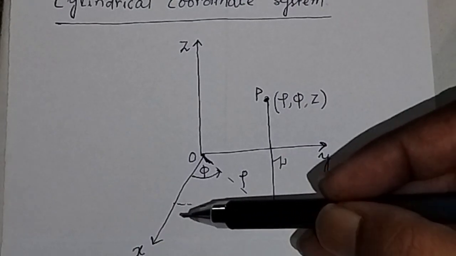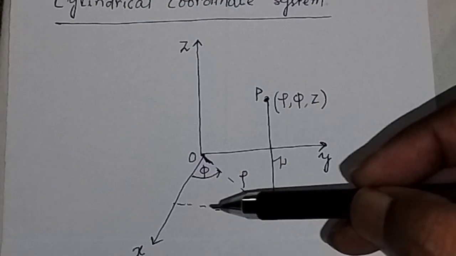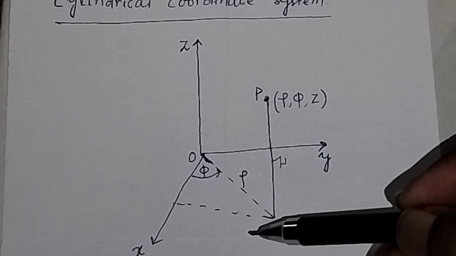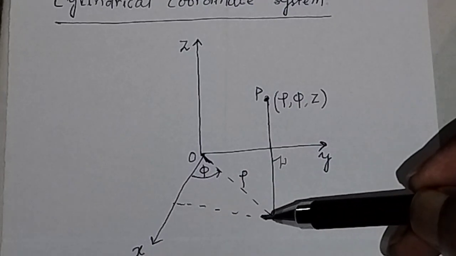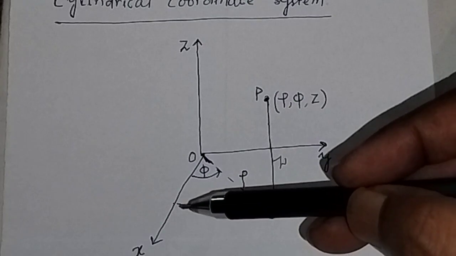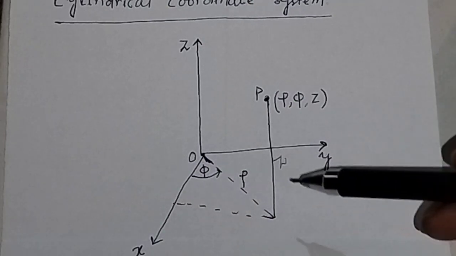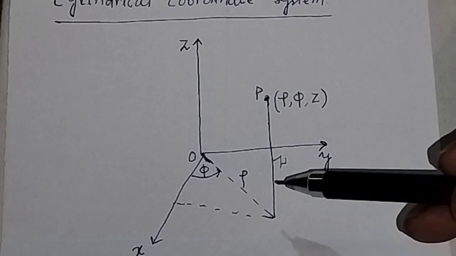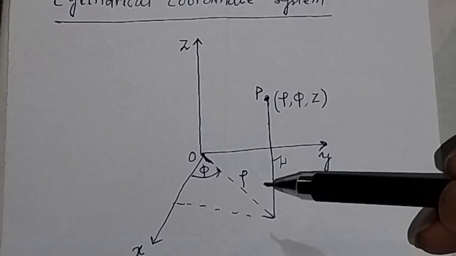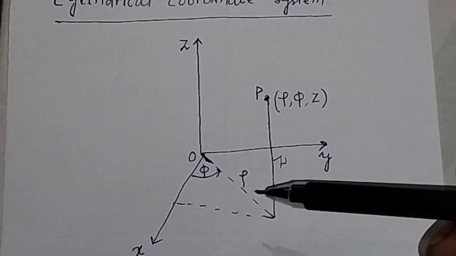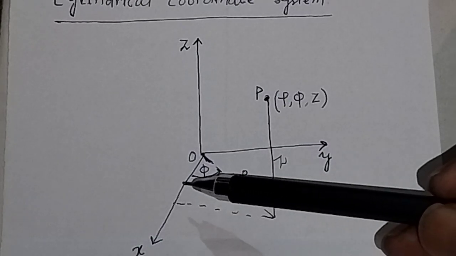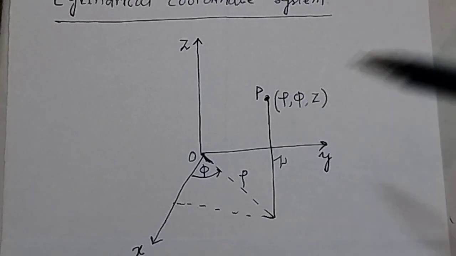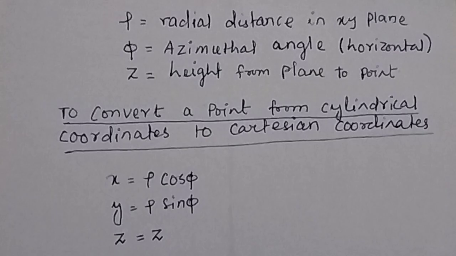And what will be this value? This value, which is parallel to the y axis, or y coordinate, will be equal to rho sin phi. So y coordinate will be equal to rho sin phi and x coordinate will be equal to rho cos phi, but the z coordinate will remain the same. So if you convert a point from cylindrical coordinate to Cartesian coordinate, then the relation will be x equal to rho cos phi, y equal to rho sin phi, and z equal to z.